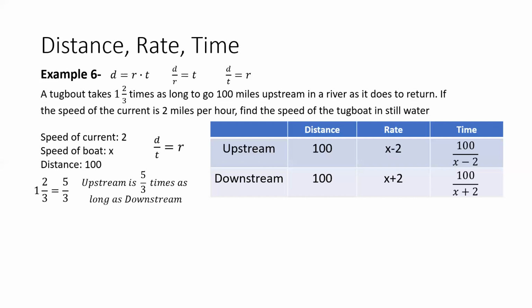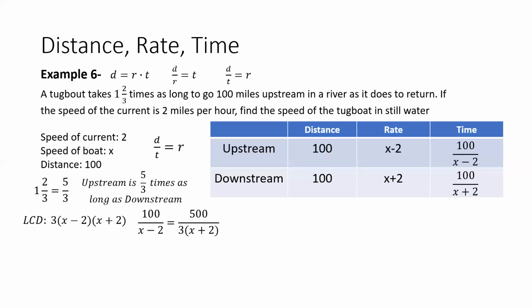And so my upstream is 5/3 times as long as downstream. If you remember converting word problems, that is going to be an equal sign. So I have my upstream time, 100 over x minus 2, is going to be equal to my downstream time, which is 100 over x plus 2, times 5/3. And so 100 over x plus 2 times 5 over 3 gets me 500 over 3.